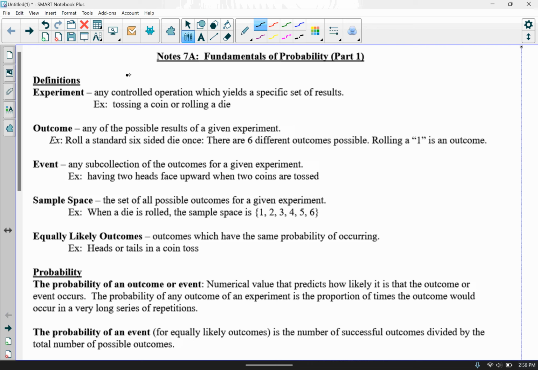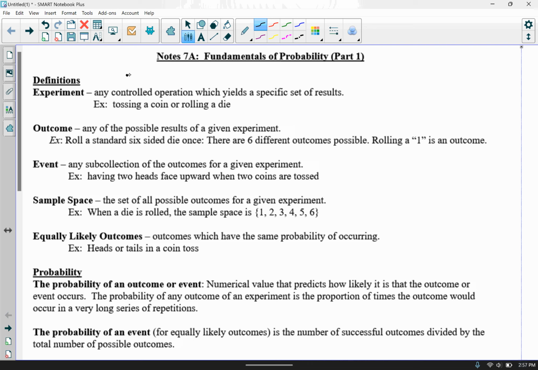The first one is an experiment, and that's any controlled operation that can give us a set of results. Things that we'll be looking at would be tossing a coin, rolling a die, selecting from a deck of cards, okay? Possible outcomes: if you roll a standard die, you can get the numbers 1 through 6. You flip a coin, you can get heads or tails, and so on. Events are any sub-collections of those experiments. So let's say you're tossing that coin and you have an event where you've got 2 heads face up, okay? Or 1 heads and 1 tails.